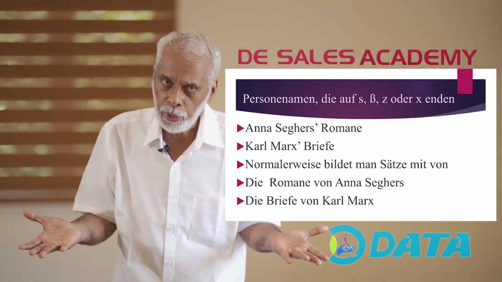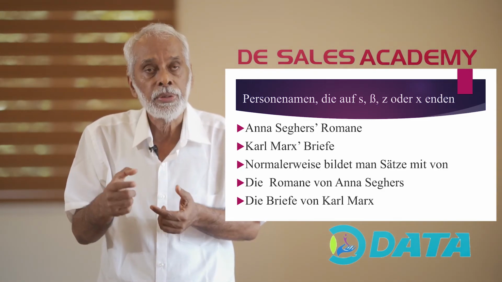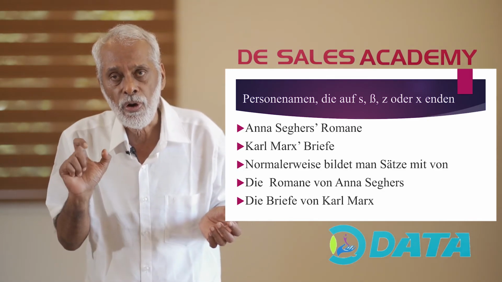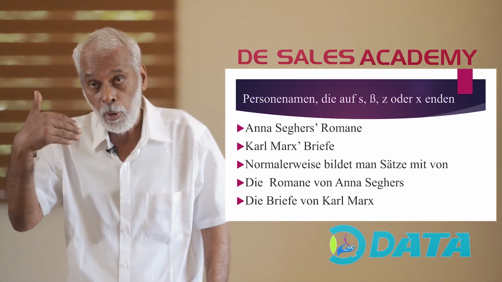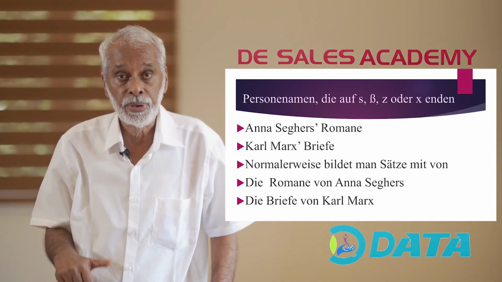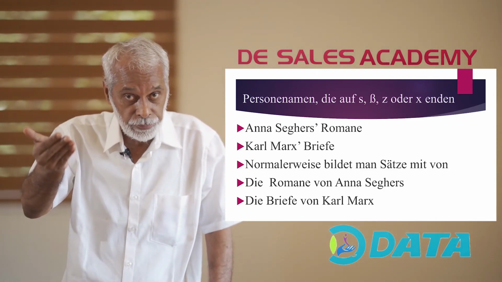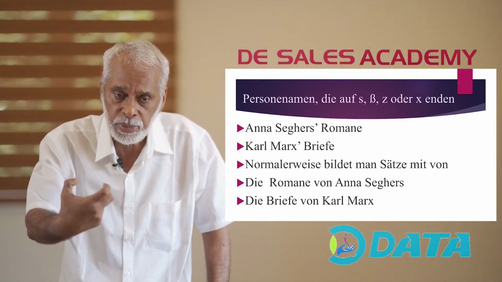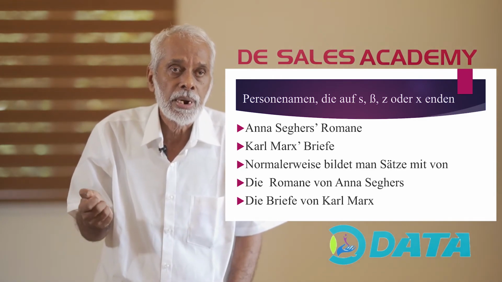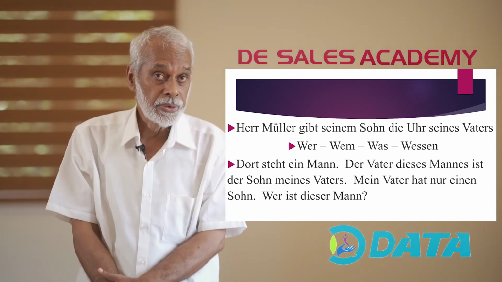Normally in the spoken language, instead of using this direct genitive, they try to express it with the help of von. The Romane von Anna Seghers, the Briefe von Karl Marx. Instead of direct genitive, we are expressing the same thing, the same meaning is conveyed, but with the help of the dative preposition von.